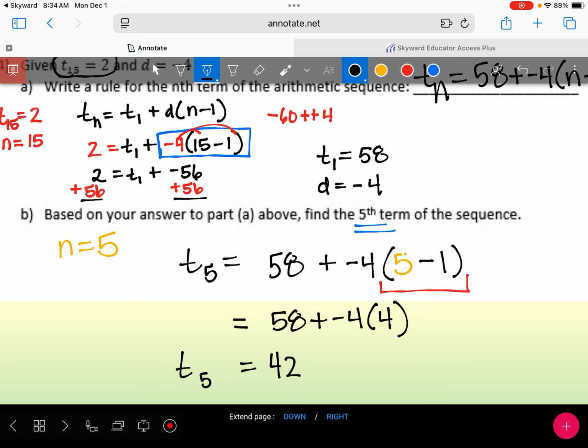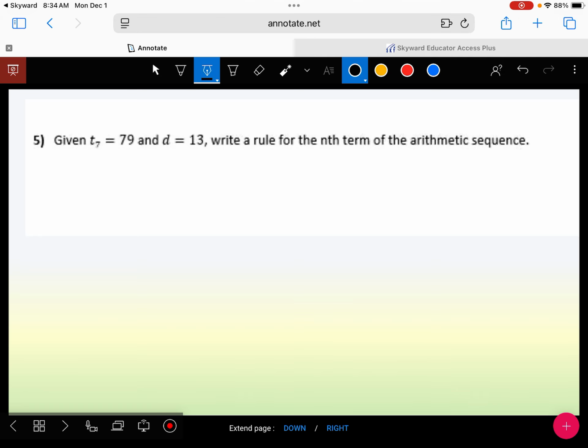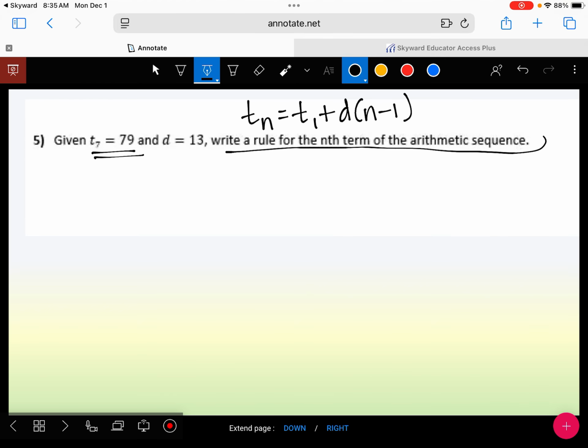All right, so now that we've done number 4, I want you to do number 5. Number 5 is very similar to number 4. In question number 5, they tell us the 7th number, but we need to know the first number. So I'm going to go ahead and write the rule up here. All they want us to do is write a rule. And in order to write a rule, we need to know the first number and the common difference. They did tell us the common difference, but they did not give us the first number.